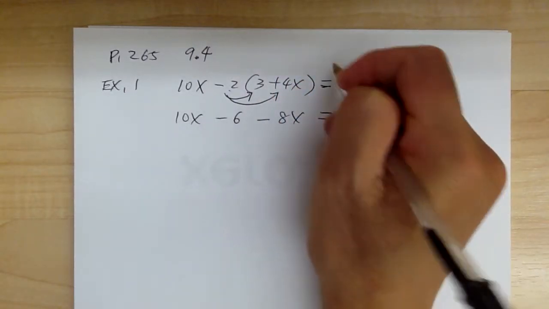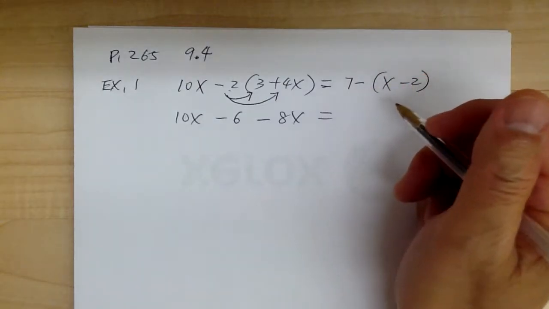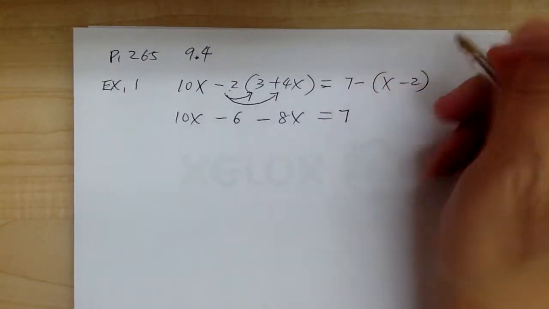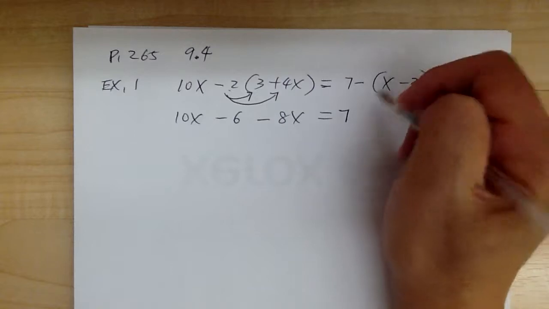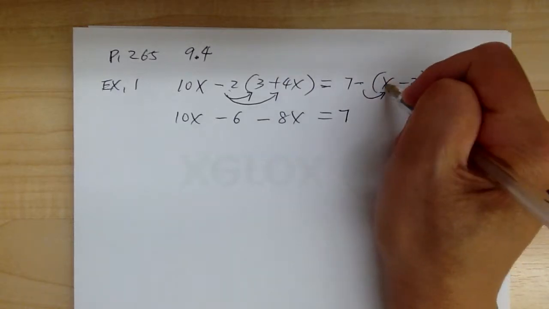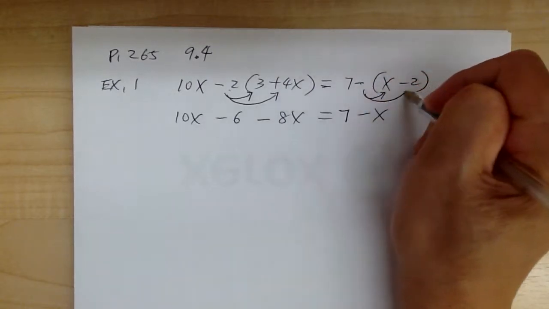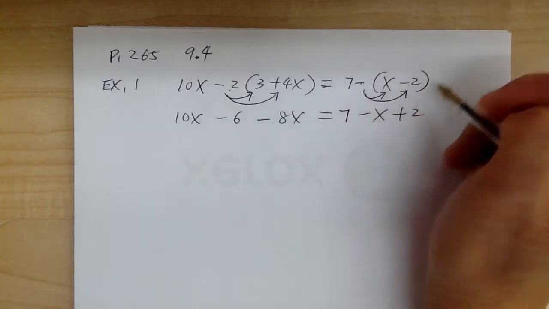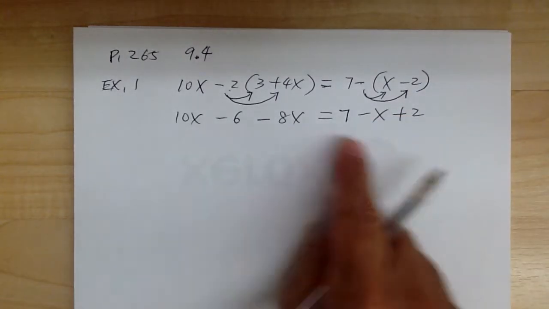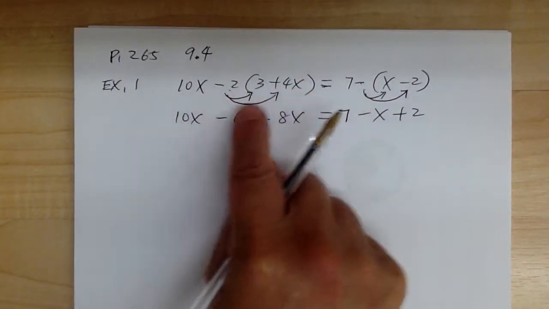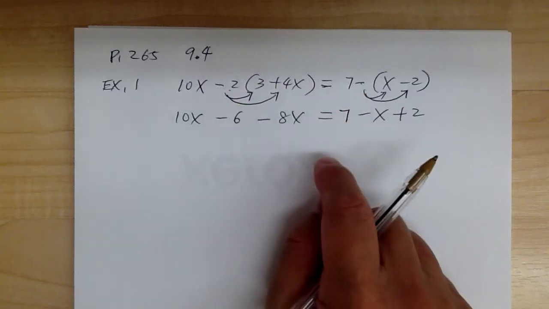You can line up your equal sign to avoid careless mistakes. So 7 is 7. Now to get rid of parentheses, again you have to multiply. So negative times x is negative x. Negative times negative 2 is plus 2. So the new step is you have to distribute to multiply to get rid of the grouping symbols.